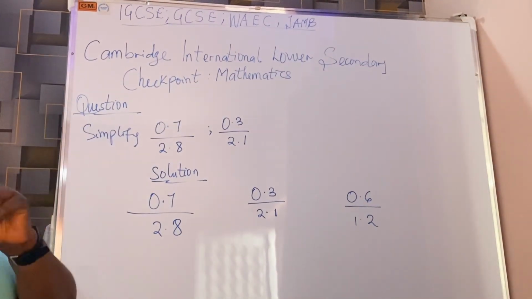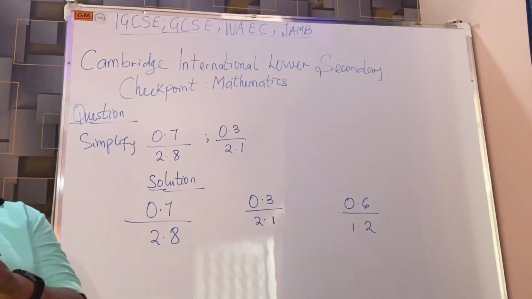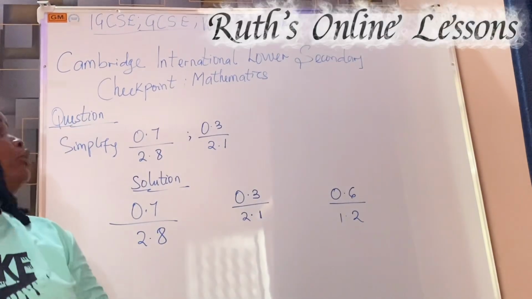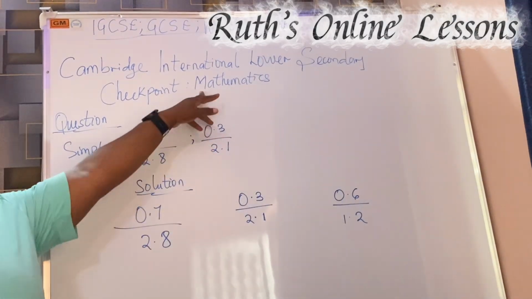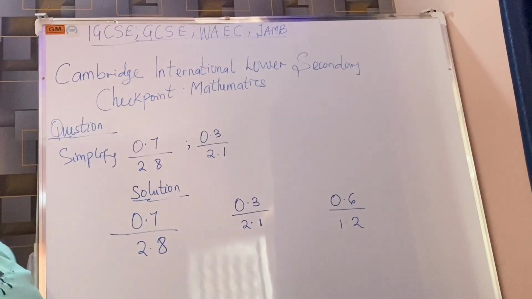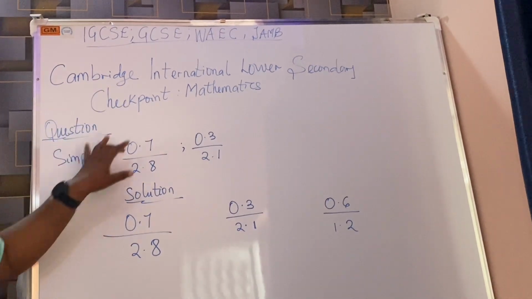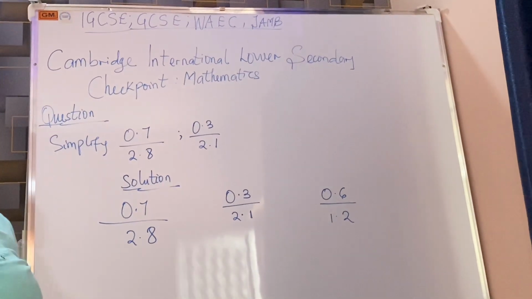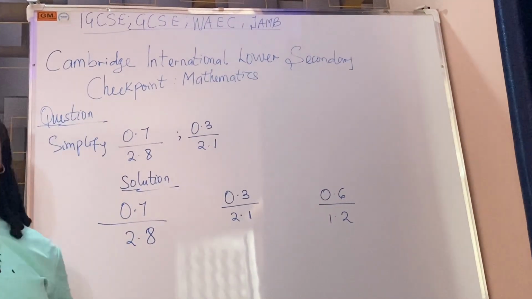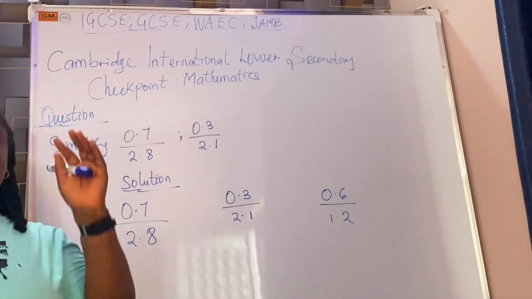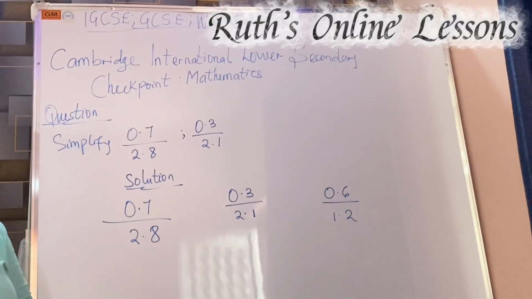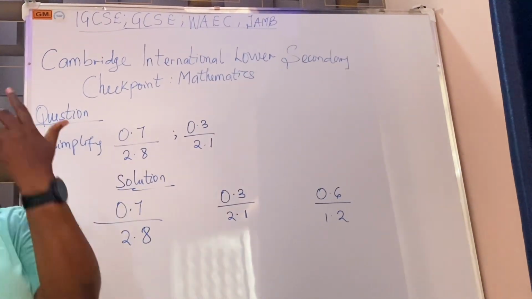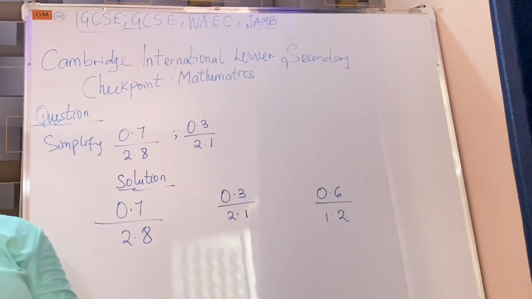Okay, what I'm going to do today will concern students who want to sit for the Cambridge International Lower Secondary Checkpoint Exam, Mathematics. What if you're asked to simplify this kind of fraction? It's very easy. I know we're very used to fractions like 7 over 21, 4 over 8, 5 over 10, and all of that, where our numerator is a whole number and the denominator is also a whole number, then we reduce to the lowest term.